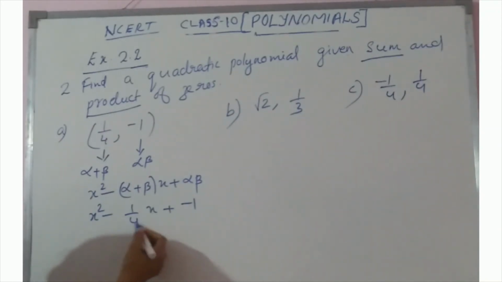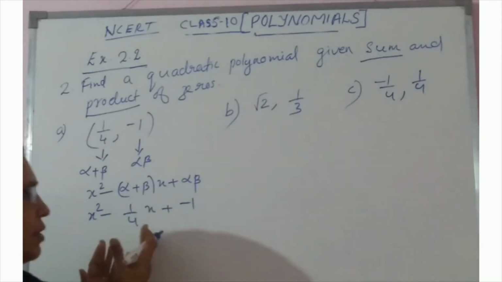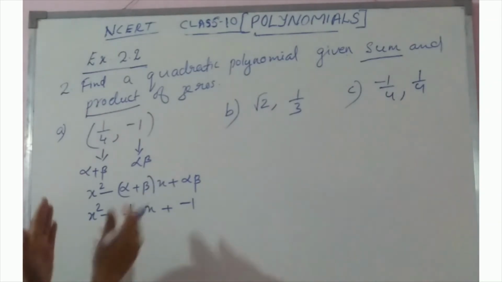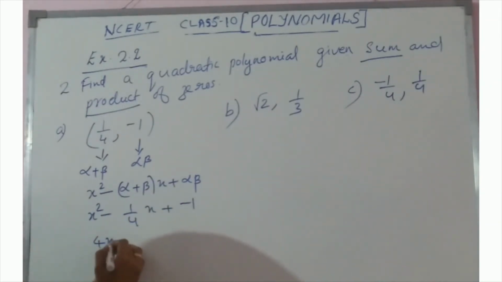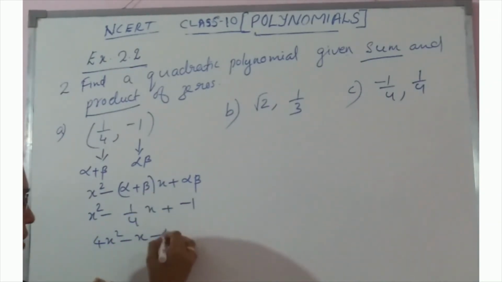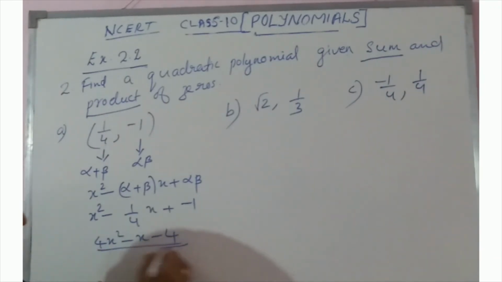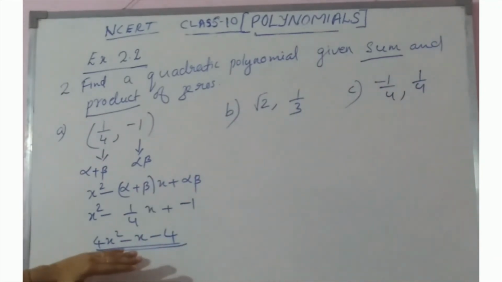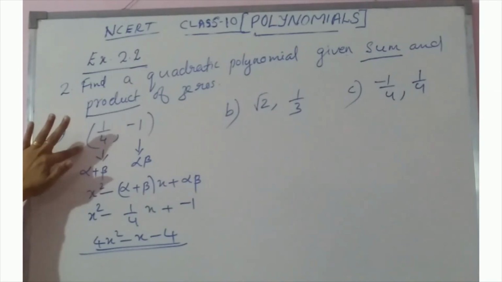Now it's in rational form, the second term is in rational form, so you have to remove the 4 from here. For that, if you want, you can write in this way also. If not, you can multiply throughout by 4, so that you will get 4x square minus x minus 4. We can check whether this quadratic polynomial is correct or not.